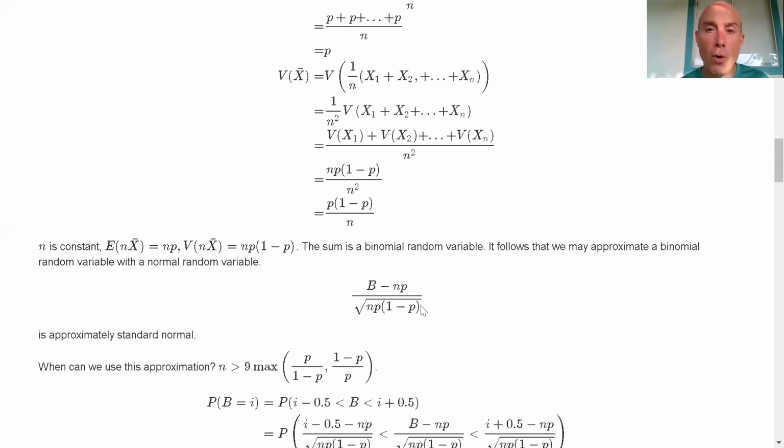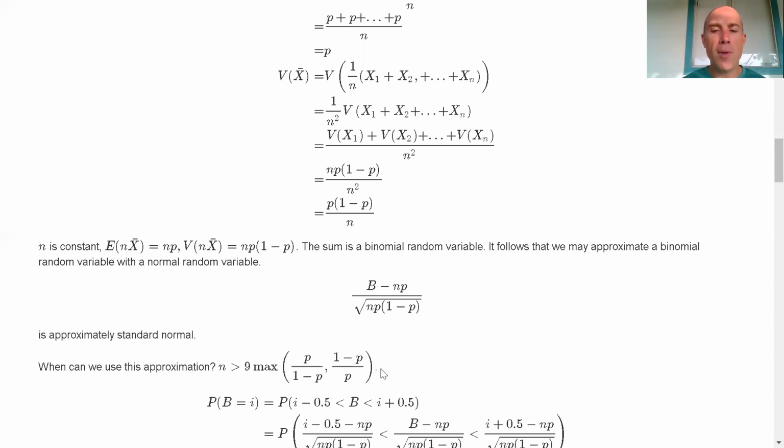Now, something that is critical about this. Remember, I said the limit as n goes to infinity. N is going towards infinity. I can't reach infinity, right? I mean, it's a big number. It's really, really big. Okay, so we can do this as long as n is greater than 9 times the maximum of the ratio between p and 1 minus p. As long as this is true, this will be a reasonable approximation.